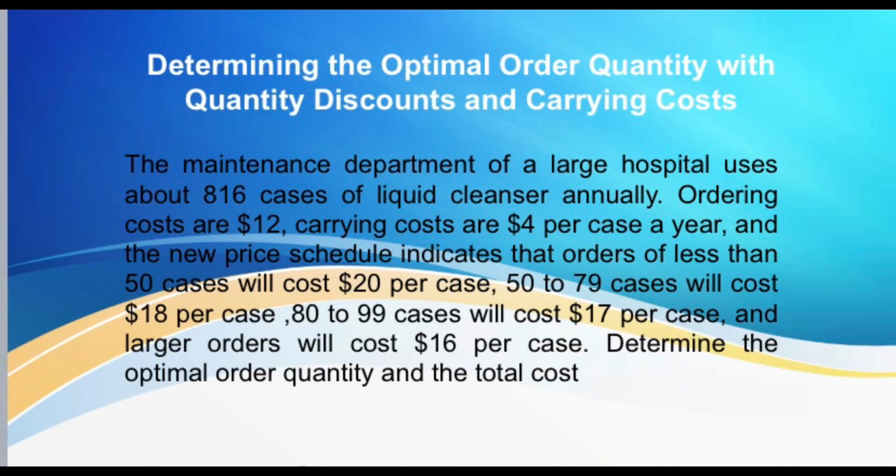In the new price schedule, ordering less than 50 cases will cost $20 per case. Ordering 50 to 79 cases will cost $18 per case. So the more you buy, the lower the cost of the liquid cleanser per case. The higher your order, the lower it gets, $16 per case. So let's determine the optimal quantity and the total cost.